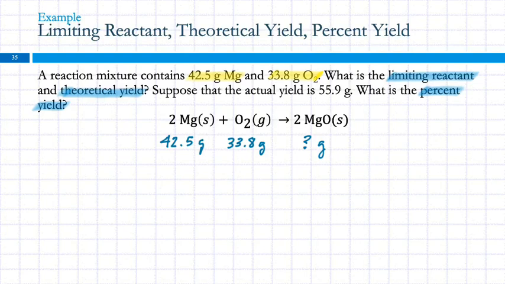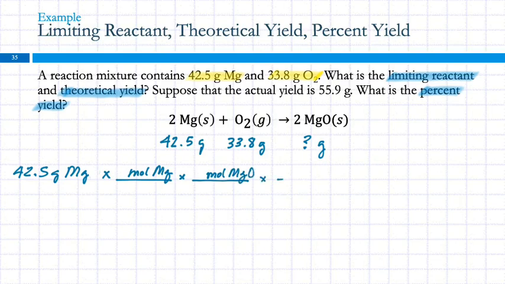So I like to start with the first one because it's first. So 42.5 grams of magnesium. Grams to moles to grams. So grams of that to moles of that. It is just magnesium. Good job paying attention. Moles of magnesium, 2 moles of what? Magnesium oxide. This is where I'm trying to go. Moles of magnesium oxide. And then I'm going to go to grams of magnesium oxide.